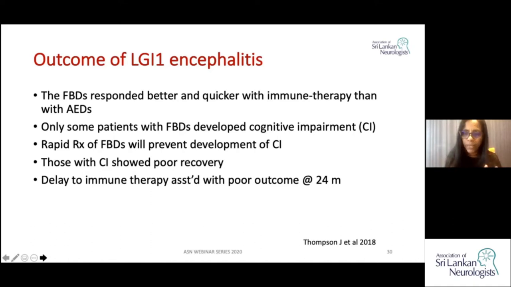impairment may occur or may not occur in some, but if you treat the FBDS early, they have shown that you can prevent development of cognitive impairment, because those who develop cognitive impairment have been shown to have a poorer outcome. So if you delay immune therapy, if you miss this early presentation, they have shown that delay would result in a poorer outcome.